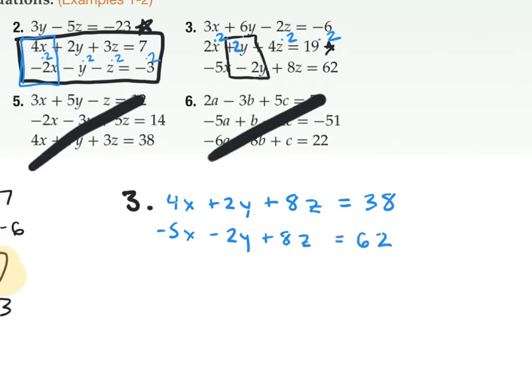So our goal is to cancel out the two y's. Can we go ahead and combine our equations? Yep. What is 4x minus 5x? Negative x. What happens to our y's? Cancel. What's 8z plus 8z? 16z. And what's 38 plus 62?